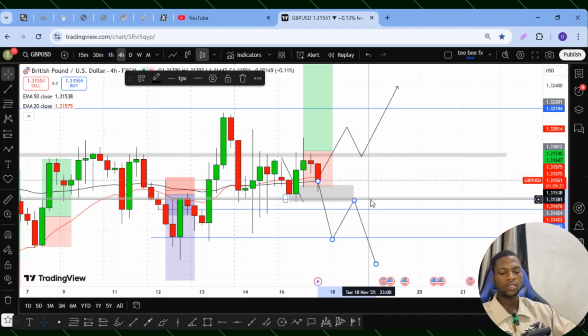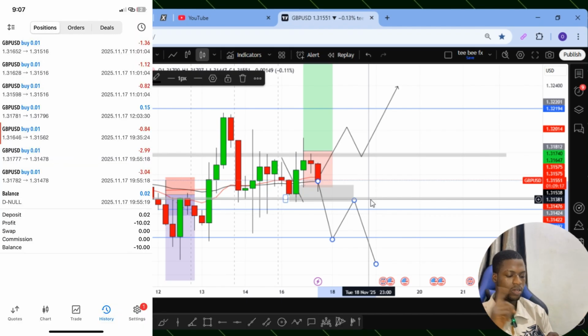So I lost $10 today, and I'm going to put the screenshot at the corner here. The first trade I lost approximately $3, and the second trade I lost like $7.